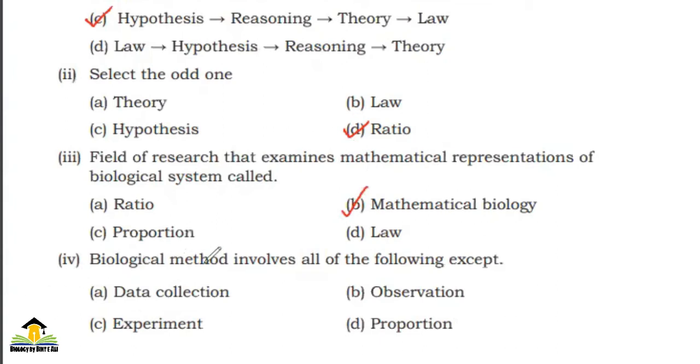MCQ number 4. Biological method involves all of the following except A. Data collection, B. Observation, C. Experiment, D. Proportion. The right answer for this MCQ is D. Proportion.